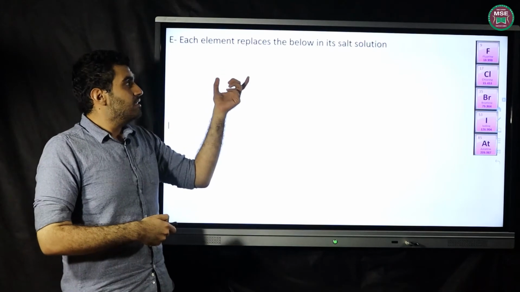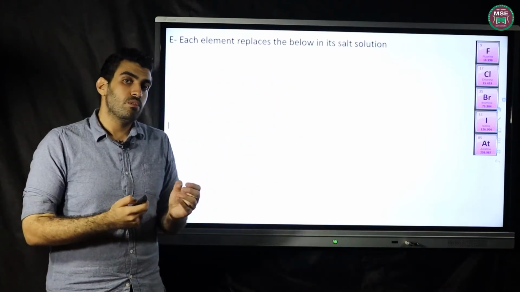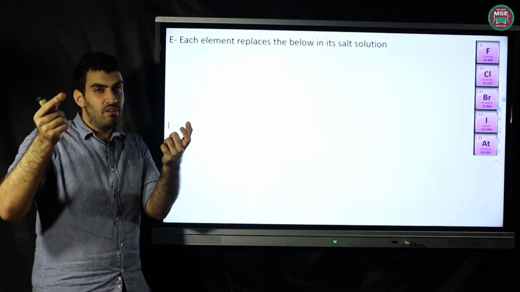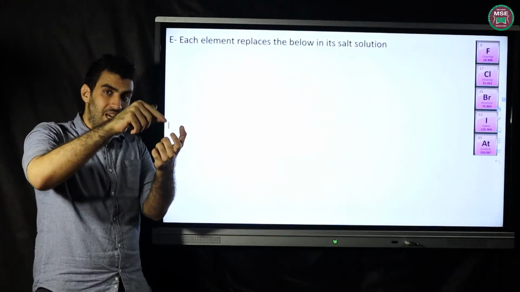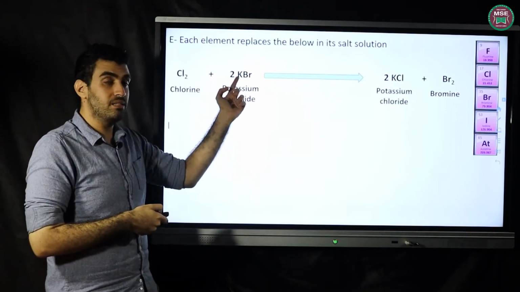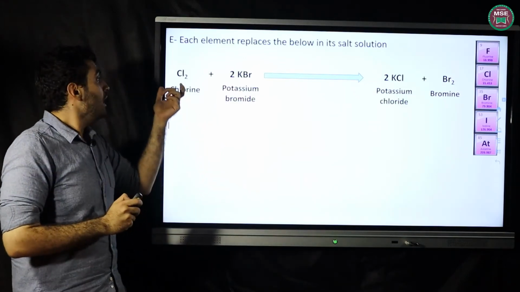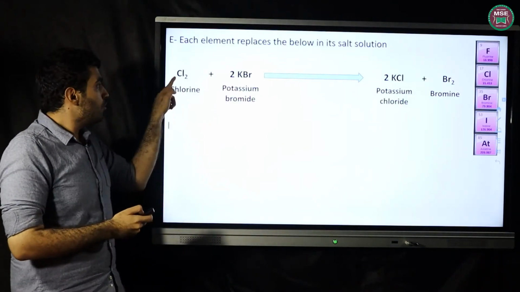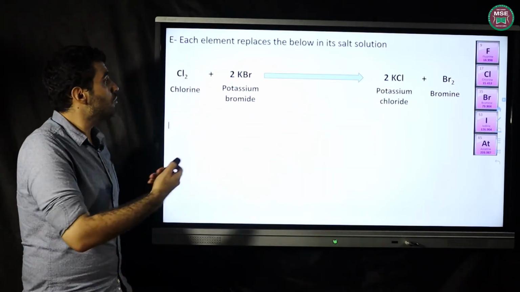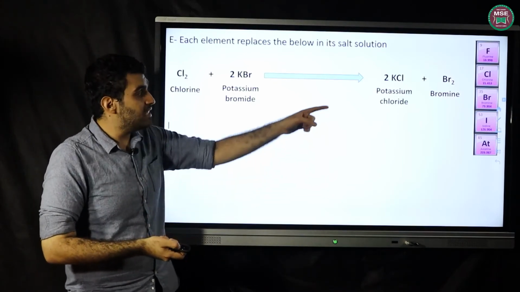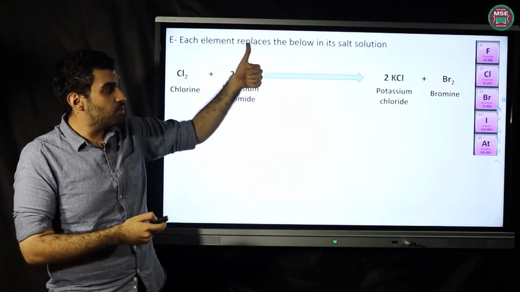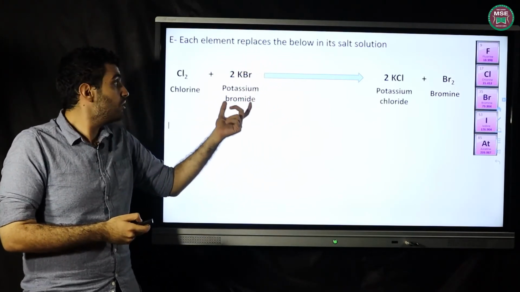Each element replaces the one below it in its salt solution. If I have a salt formed of metal and halogen, other halogens may replace this halogen in this salt. How come? I have a salt, potassium bromide, metal and halogen, and chlorine is a halogen as well. Chlorine can replace bromine and take its place. Why? Because chlorine is stronger than bromine. It's found higher than bromine, okay? So chlorine can replace bromine or iodine or astatine in their salts.